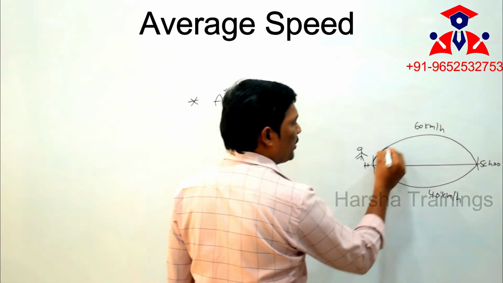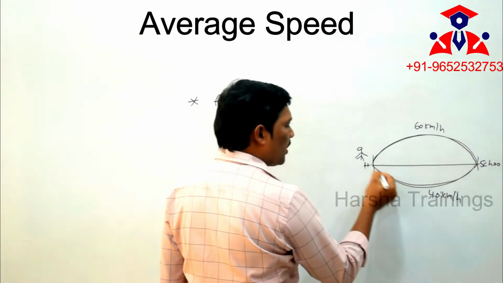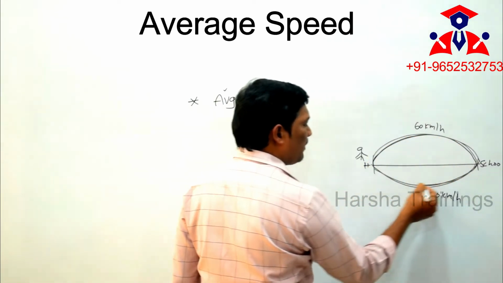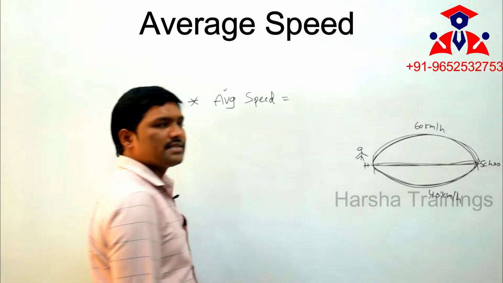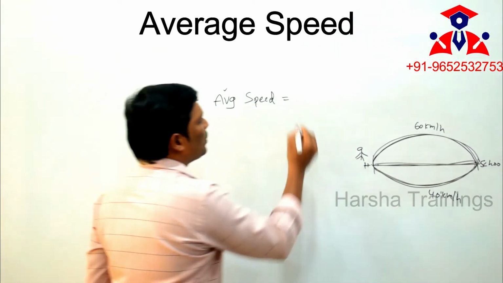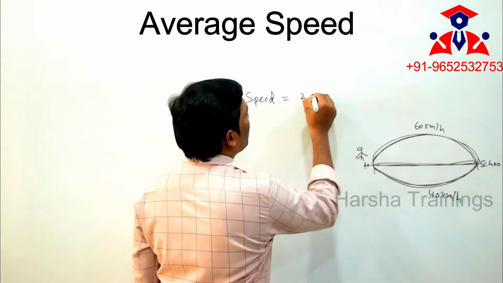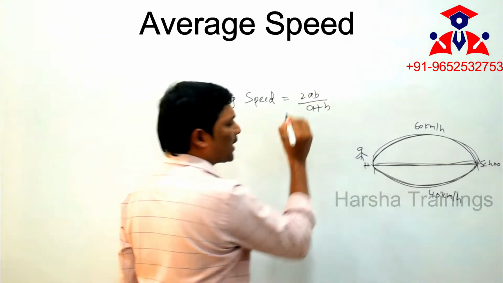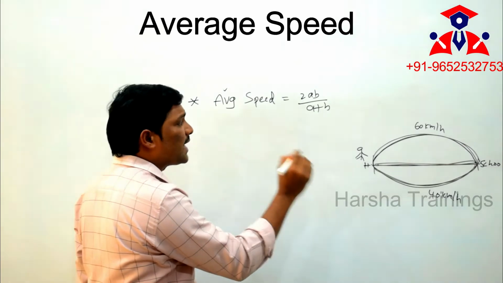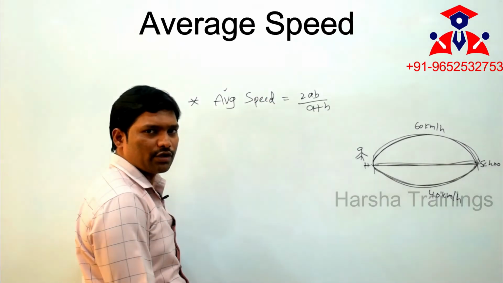A boy going to school and coming back home. Is the distance the same or different? Yes, the distance is the same. Then the average speed is 2 into product by sum, that is 2AB by A plus B. The distance is the same, so the average speed is 2 into product by sum.